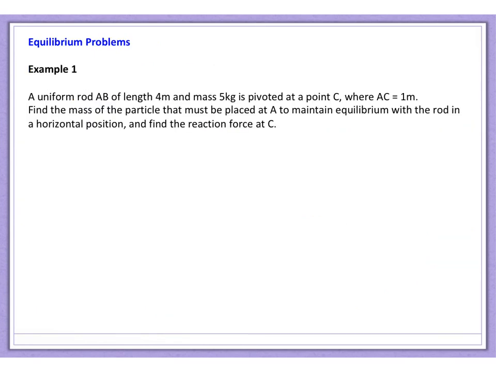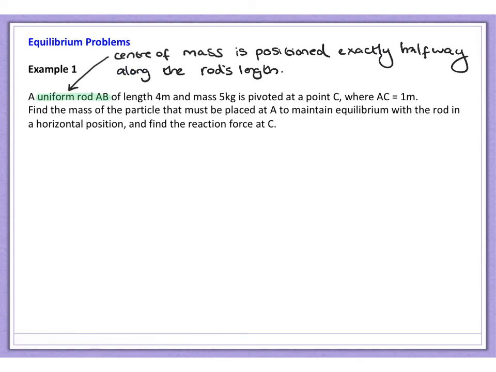Let's have a look at some more detailed equilibrium problems. So we're going to read through the information and we are then going to sketch a clear diagram. So a uniform rod. Now, let's stop here for a second because this is a really important modelling word. The fact that the rod is uniform means that the centre of mass of the rod is placed exactly halfway along its length. This is because if the rod is uniform, the mass of the rod is uniformly distributed along the length of the rod.